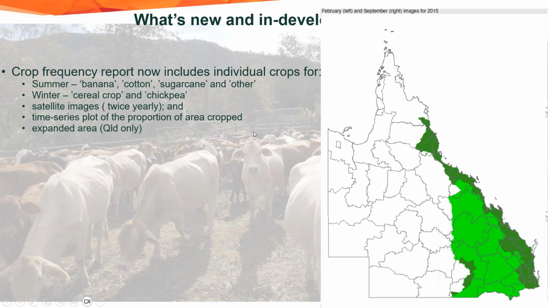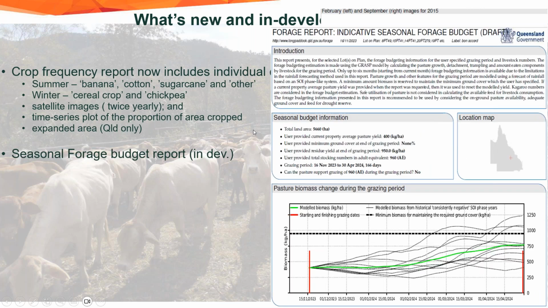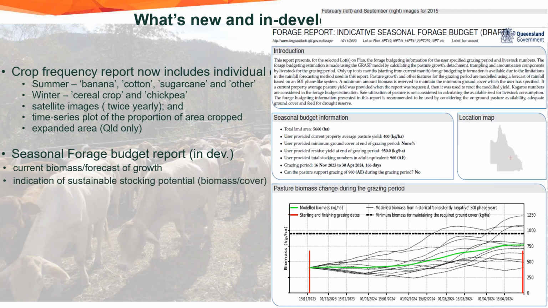In development, we have a seasonal forage budget report, which will relate your capacity to have current biomass and a forecast of growth with a threshold of biomass or ground cover, to relate how many animals that you might be able to run in that shorter period there. So a real good little tool that's going to be to back up your gut feel about an indication of sustainable stocking.